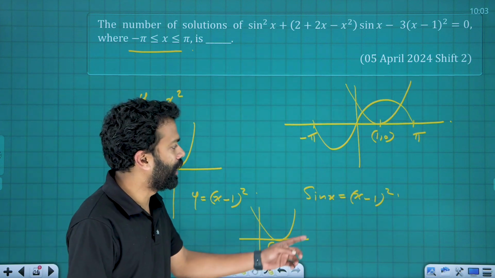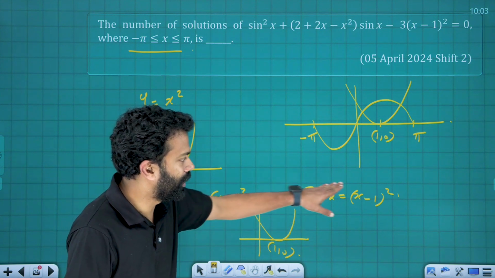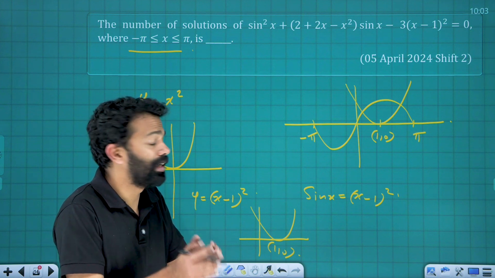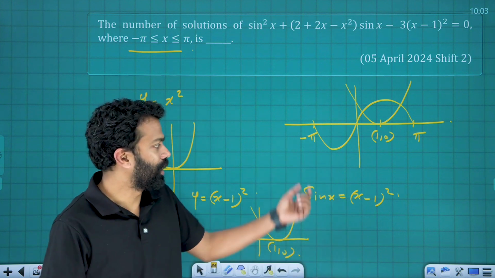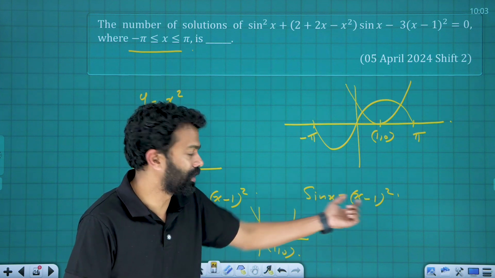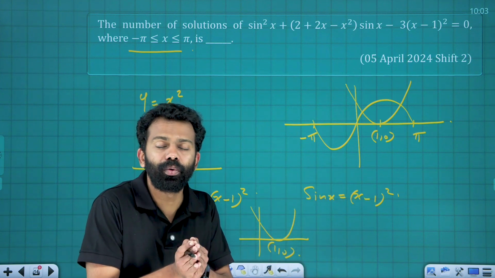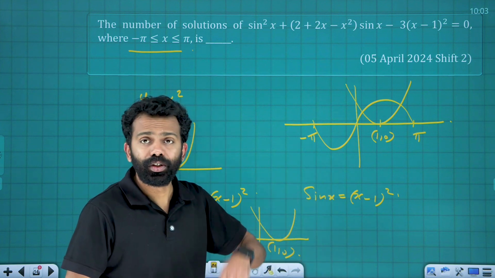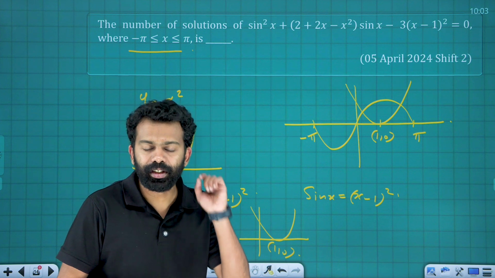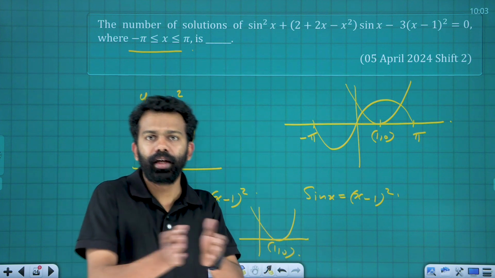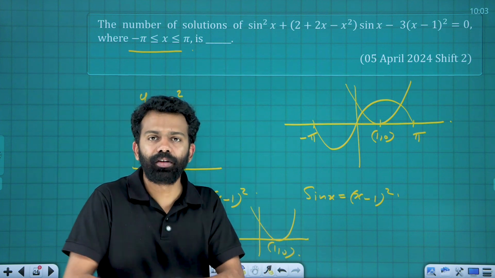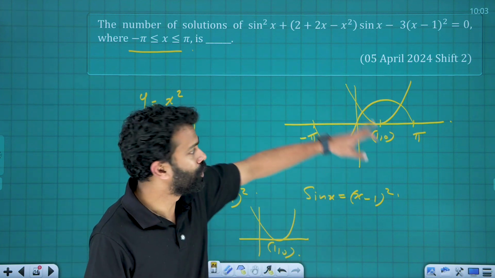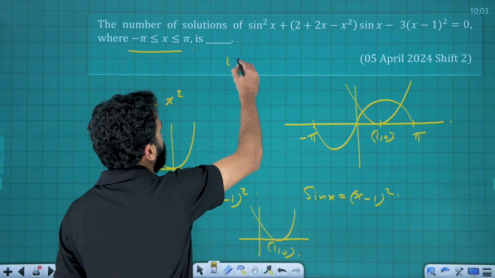To find the number of solutions of sin x is equal to (x minus 1) whole square, the easiest and the least time consuming method is to draw the graph of these two functions and check how many points they are intersecting. If it is not intersecting, then there is no solution, and if it is intersecting at 1 or more points, that will be the number of solutions. So, here we already know that it is intersecting at 2 points. So, the number of solutions is 2.